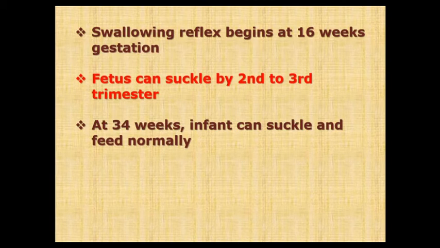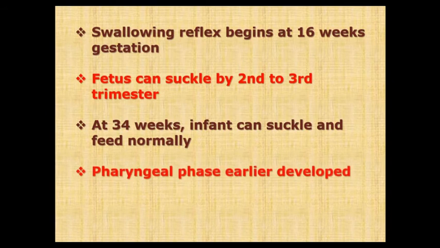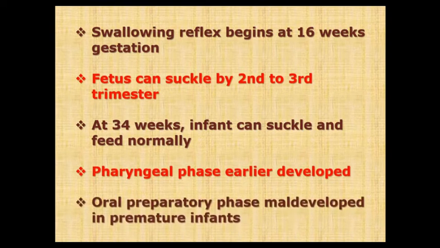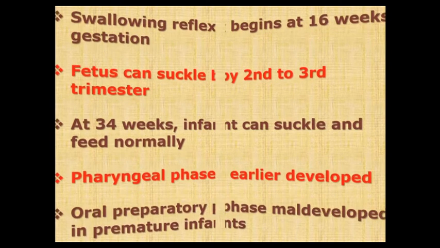This incoordination causes major difficulties, starting from feeding difficulties to serious conditions like choking, suffocation, and even aspiration. The pharyngeal phase of the swallowing process starts earlier, while the oral preparatory phase is maldeveloped in premature infants, as we said.